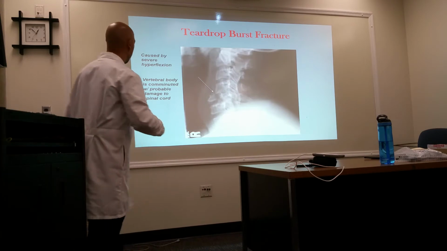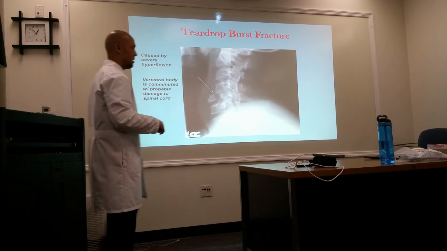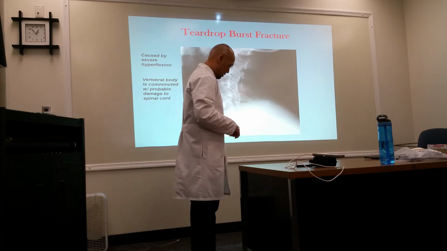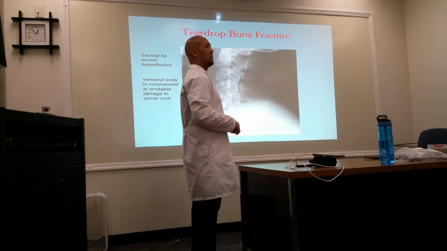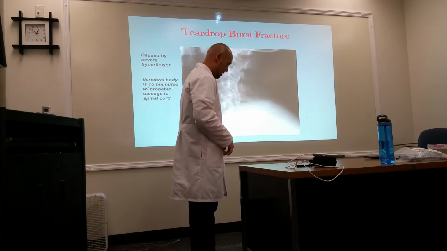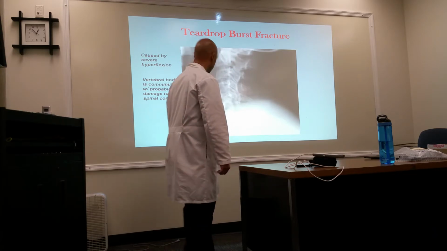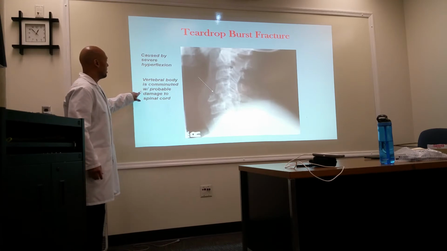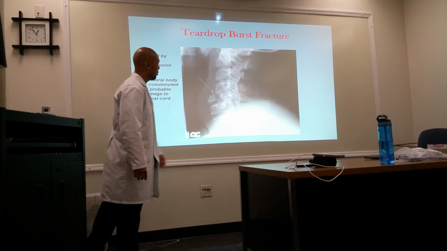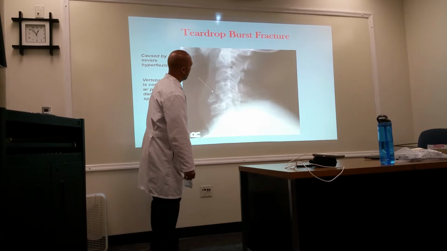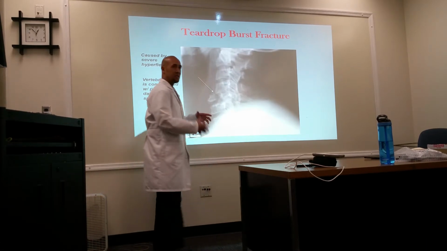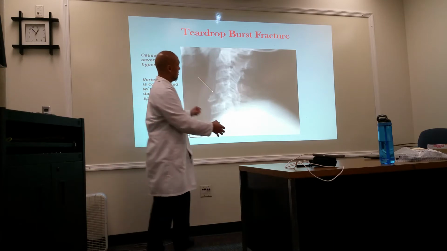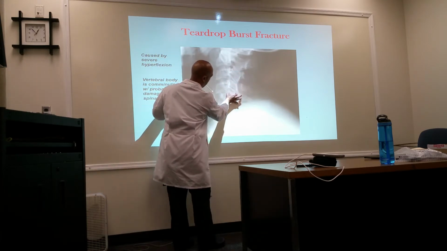Teardrop burst fractures are caused by a severe hyperflexion. Is hyperflexion chin down or chin up? Chin down. Chin up is hyperextension. So with hyperflexion, the vertebral body is comminuted with probable damage to the spinal cord. Where's the spinal cord, by the way? The spinal canal is formed by the pedicles and the laminae, so the spinal cord is going to run right through here.